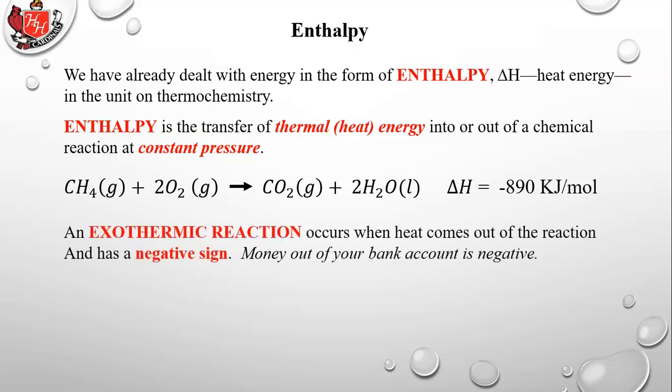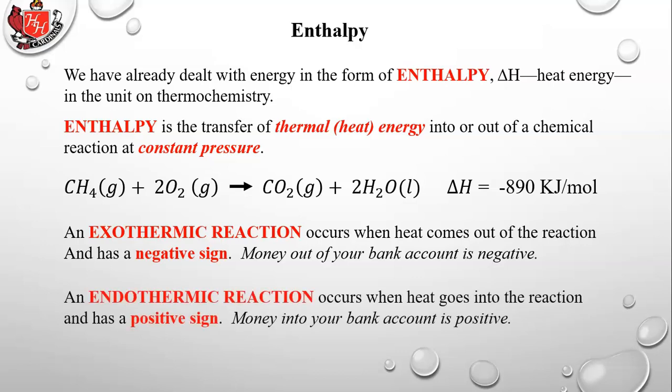An exothermic reaction occurs when heat comes out of a reaction and has a negative sign. So that's like money out of your bank account. So this is all review of Unit 5. An endothermic reaction occurs when heat goes into a reaction and has a positive sign. That's money into your bank account.